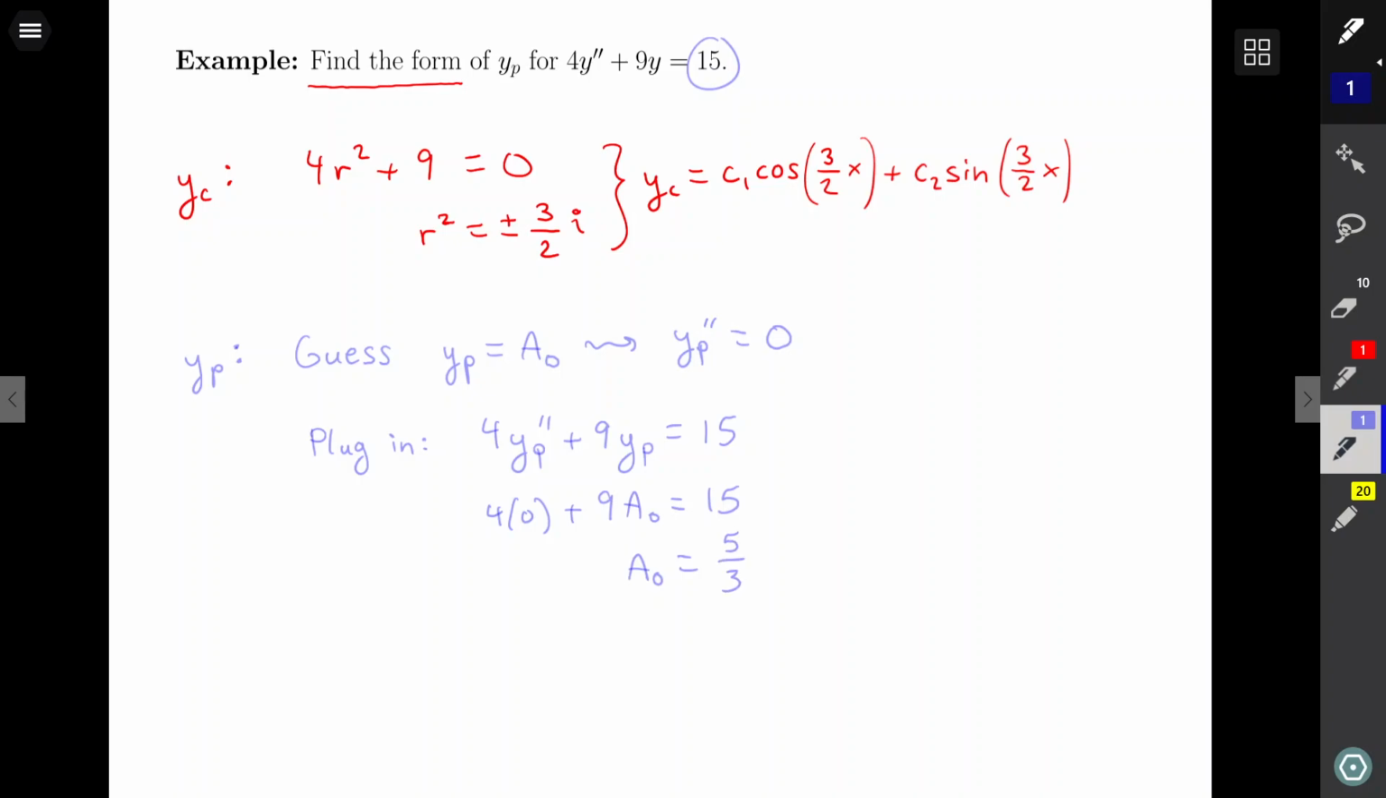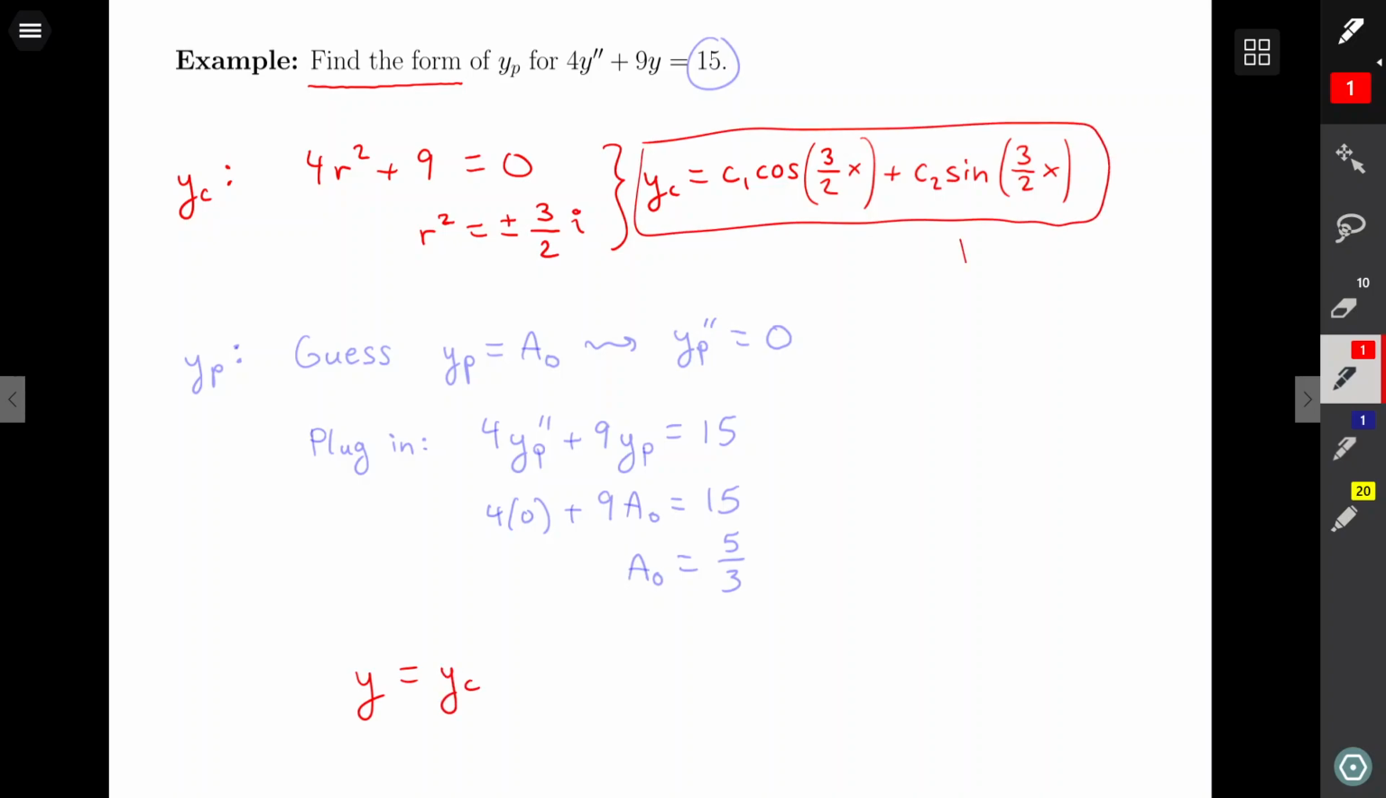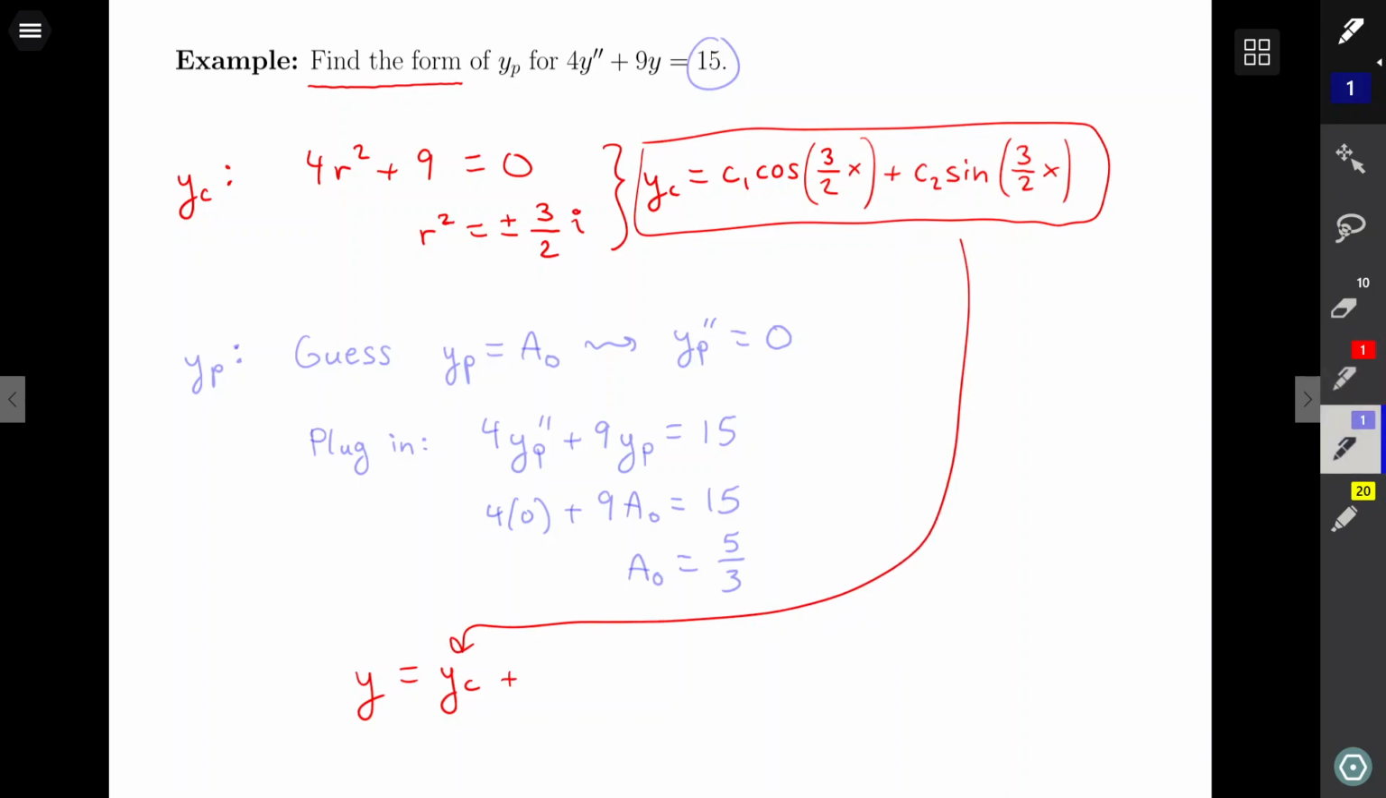Now, I said I wasn't going to do this, but this one was pretty quick. I just wanted to outline that. So overall, the general solution is going to be the yc that we found up above plus 5/3. That's your general solution.